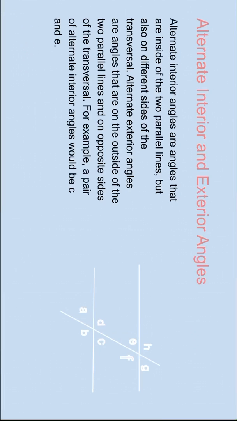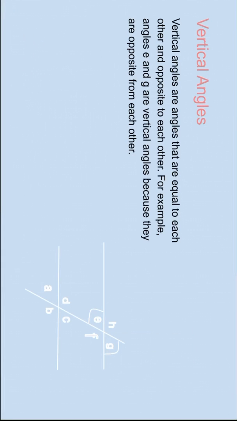We could also say that a pair of alternate interior angles would be D and F. We know this because they're on the inside of the two parallel lines but on opposite sides of the transversal. That's why they're called alternate interior angles, because they're on the inside of the two parallel lines. Alternate exterior angles are called exterior because they're on the outside of the two parallel lines. You could say a pair of alternate exterior angles is H and B or G and A.